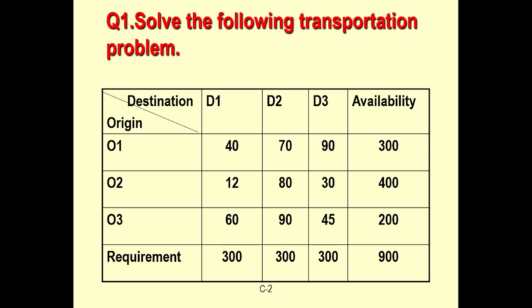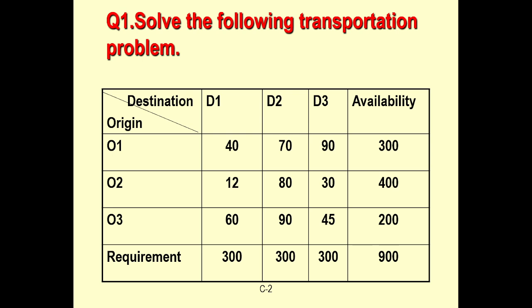Everyone. Today we'll learn how to solve a transportation problem using Excel. So this is our problem. You can see here there are three production plants, O1, O2, O3, meaning the origin points, and there are three warehouses or destinations, D1, D2, D3. The availability supply is 300, 400, 200, which equals 900, and the requirement is also 300, 300, 300, which equals 900. So it is a balanced transportation problem.